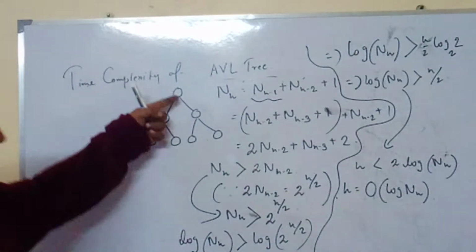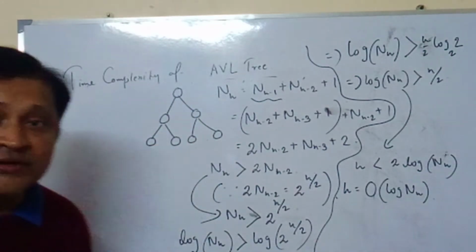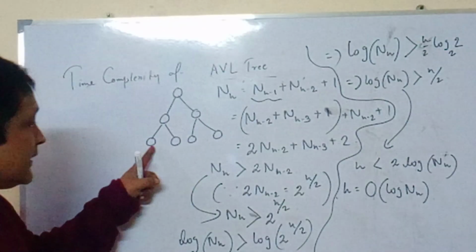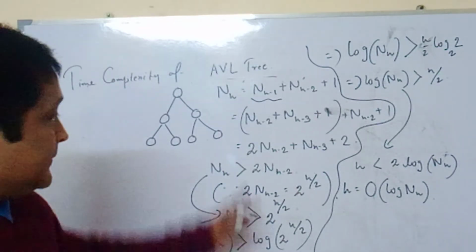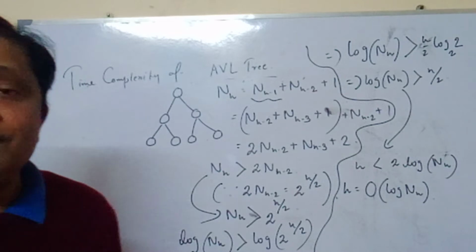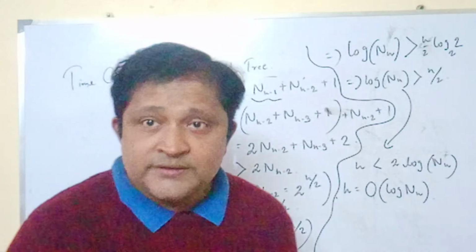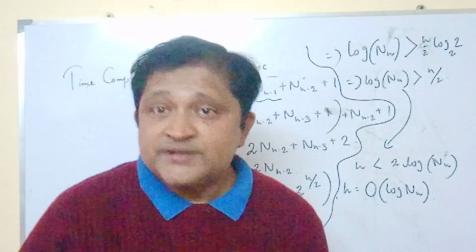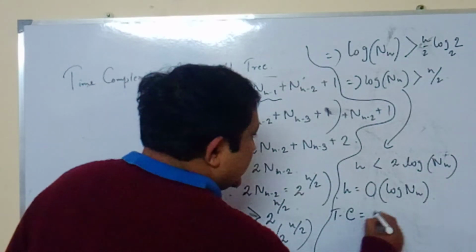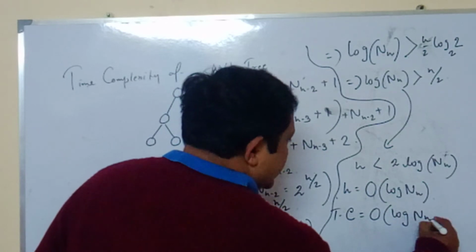And height means the number of edges it will pass, the number of edges required to be passed to reach the last level. So the height and the time complexity to insert an element, delete an element, or search an element from the bottom of the tree will be almost synonymous. The height of the tree and the time complexity of accessing, deleting or searching any element will almost be the same. So the time complexity will be order of log n.